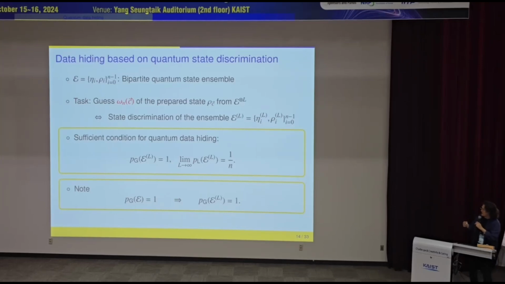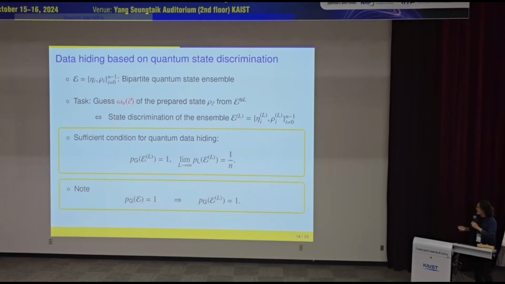But because I told you that we're going to do this asymptotically, this one tends to 1 over n when L tends to infinity. So in an asymptotic sense, it can be randomized. And of course, PG of epsilon must be 1, because if they collaborate, they can do the perfect guessing of the weight of the index.